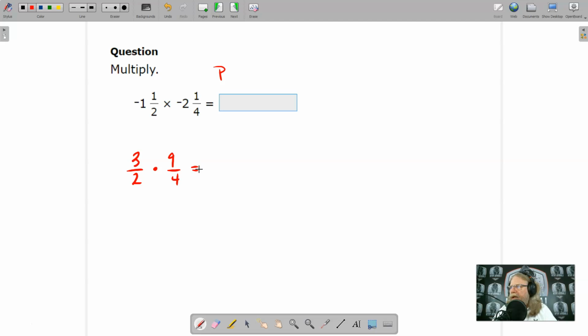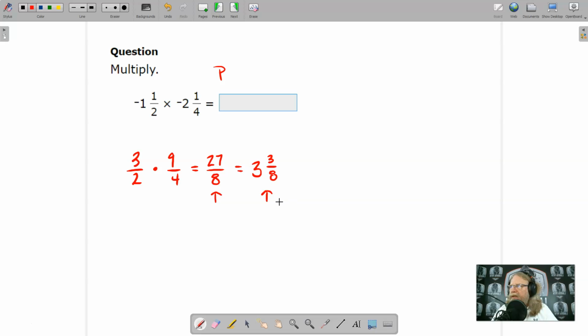So let's go ahead and do this. 3 times 9 is 27, and 2 times 4 is 8. So you could put 27/8 as an answer. Another possibility would be 8 goes into 27 3 times with a remainder of 3, and the denominator would stay 8, so you could put in a mixed number of 3 3/8.